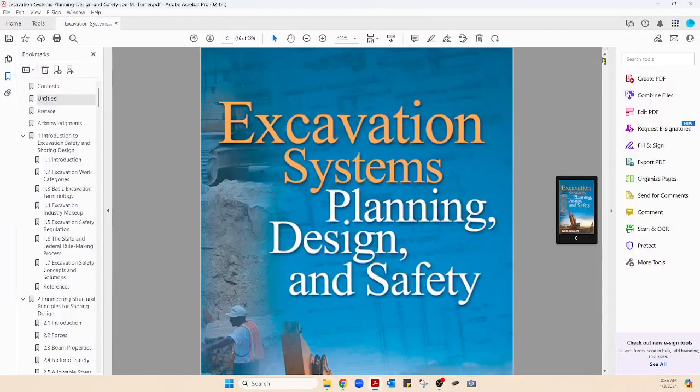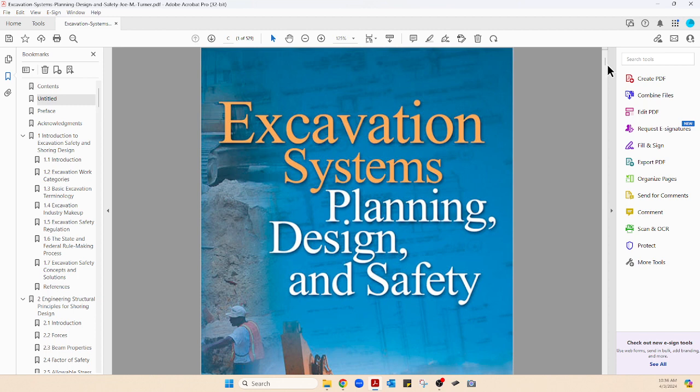This is monstrous. There's the book. You should have an e-book. Excavation Systems: Planning, Design, and Safety. Well, there you go. There's something to talk about. The excavation systems. What is that?